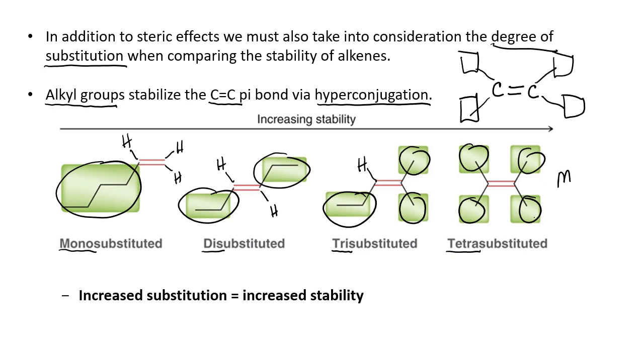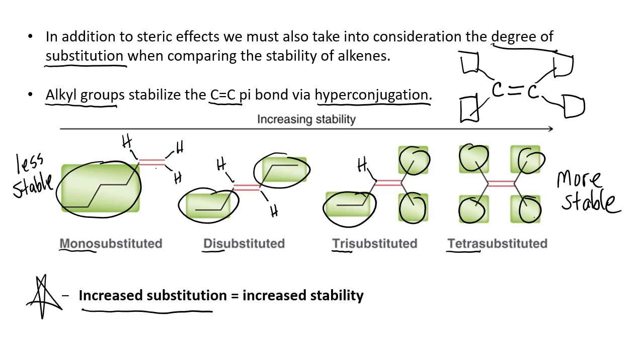The greater the substitution pattern, the more stable the alkene. The lower the substitution pattern, the less stable the alkene. So as we increase our substitution, we increase the stability of the alkene. And remember, you're simply looking at the number of non-hydrogen groups around that carbon-carbon bond. So you can think of that as a template.